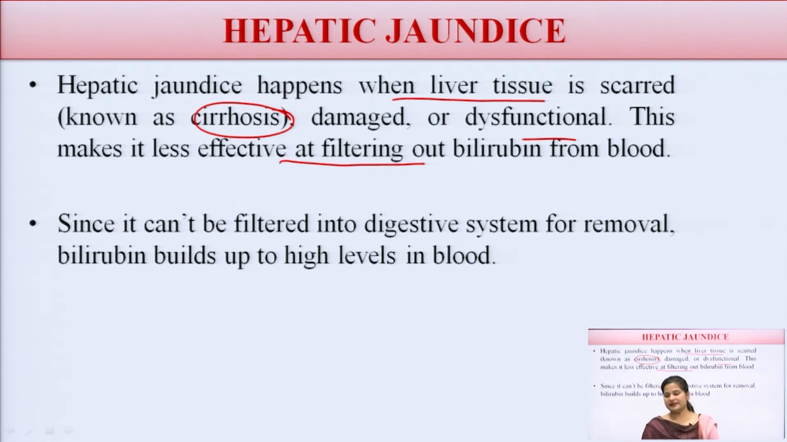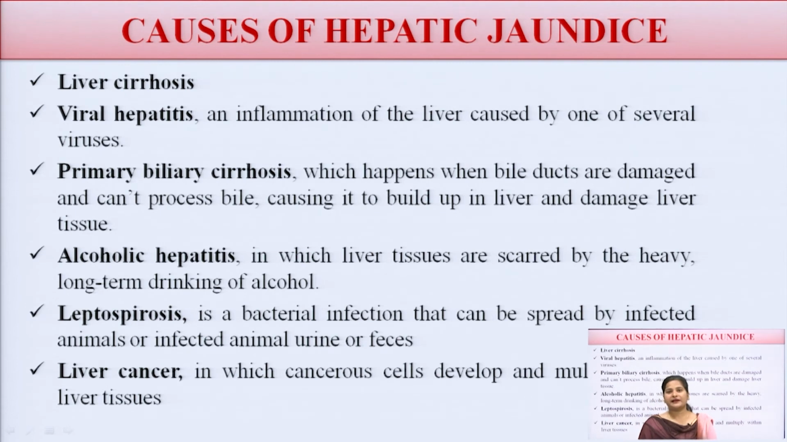Now, since it can't filter into the digestive system for removal, the bilirubin will build up at a high level in the bloodstream, because the bilirubin can't be excreted from the body. Now, causes of hepatic jaundice: that is liver cirrhosis. As I told you, in liver cirrhosis there is damage to the liver cells.